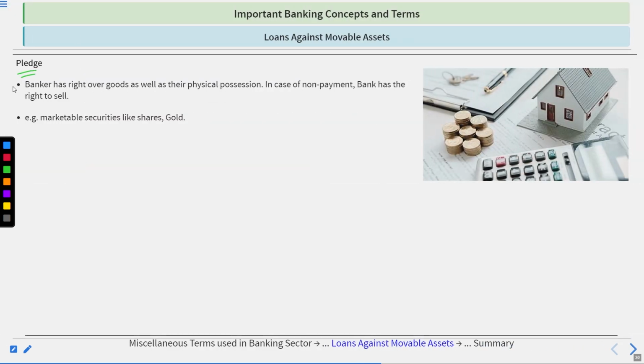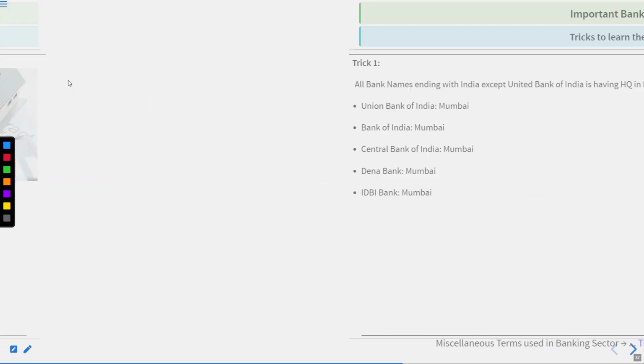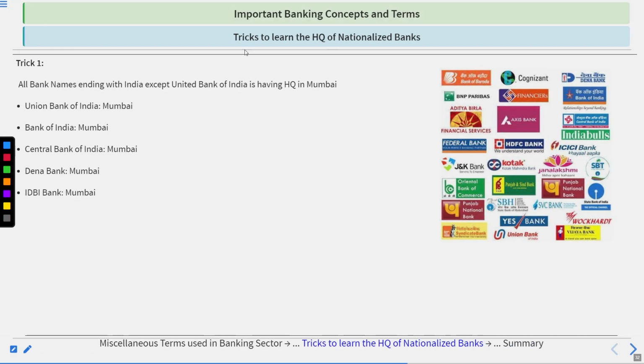Now, pledge. The banker has a right over goods as well as their physical possession. In case of non-payment, the bank has the right to sell the goods, like marketable securities such as shares and gold. Mortgage. When the security is an immovable property, it is created by way of mortgage. Examples: a home loan, loan against property, which means these are physical and cannot be moved. Now we will talk about the tricks to learn the headquarters of the nationalized banks.